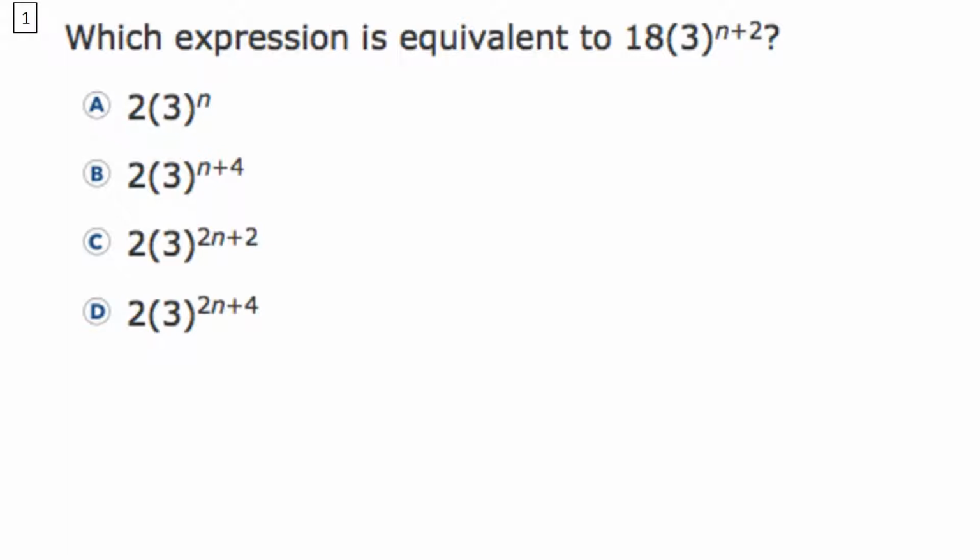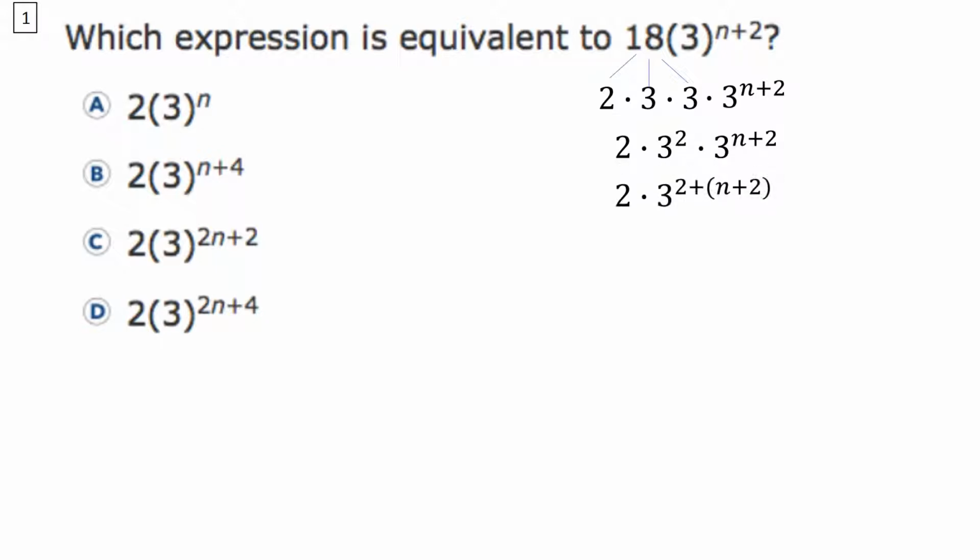The idea here is, since this is 3 to a power being multiplied by 18, this is all multiplication. So let's see what that 18 is made up of. If we just factor it down, we get 2 times 3 times 3, which is still being multiplied by 3 to the n plus 2. Well, another name for this 3 times 3 would be 3 squared. Looking at it right here, we've got two different powers of 3. And what do we do when we multiply powers with the same base? We add their exponents. So that's going to be 3 to the 2 plus n plus 2.